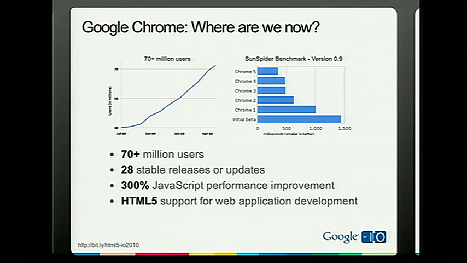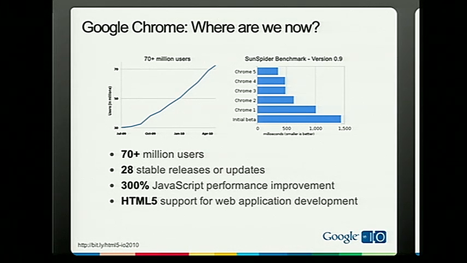Let's have a quick look at Google Chrome. The Chrome browser is the playground where we prototype and implement HTML5 features. We launched Google Chrome less than 2 years ago with the goal to create a browser for the modern web. A browser that can provide a better user experience, better development tools, and allow for rich web applications.